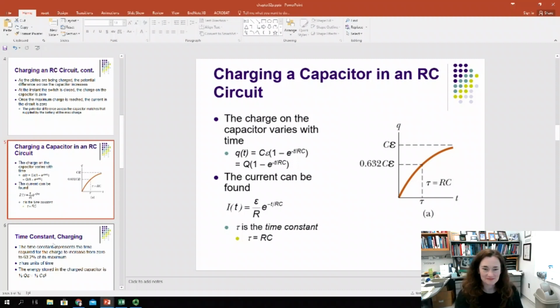Okay? Alright, so that's the current. So you can see that the current will exponentially decay. It'll start off at its maximum value, which is the EMF over R, and it'll decay until it reaches 0. And the point at which it reaches 0, of course, the capacitor is fully charged.